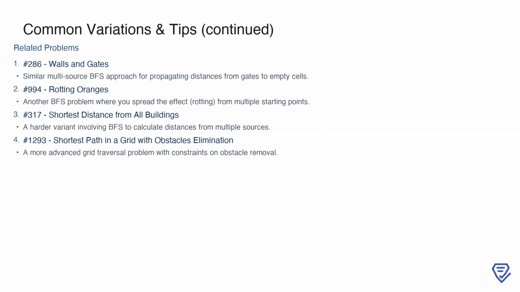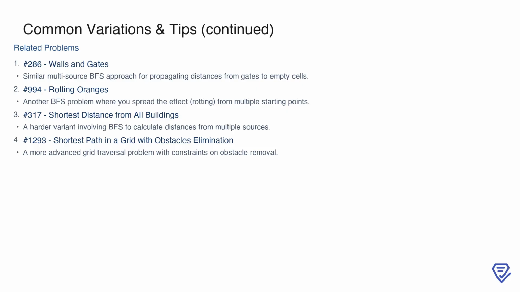If you're looking to deepen your understanding of grid-based problems, there are several related problems that you can explore. Problem number 286, Walls and Gates, uses a similar multisource BFS approach. Here, the goal is to propagate distances from gates to all empty cells. Another problem, number 994, Rotting Oranges, also involves spreading an effect, this time simulating the rotting process from multiple starting points.